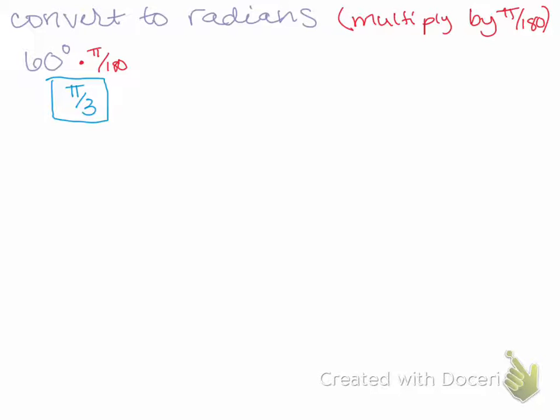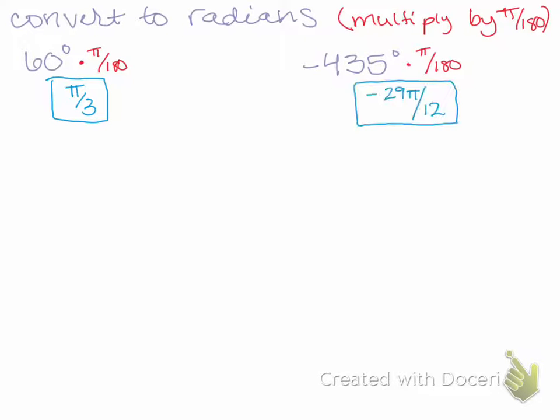All right, let's try another one. Negative 435 degrees. We want to convert to radians, so we're going to multiply by pi over 180. And when you do that, your calculator is going to give you negative 29 over 12, and you're going to put the pi in the numerator with the negative 29, because radians have to have pi in the final answer. Okay? That's how you know it's a radian. It has pi in it.